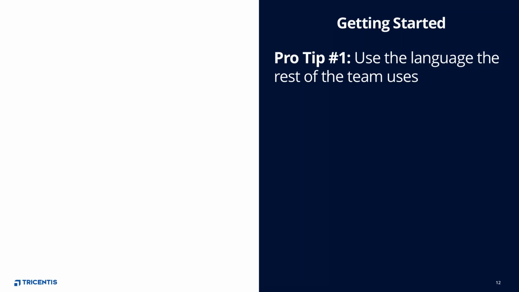So here are my 4 pro tips. So use the language that the rest of the team uses would be number 1. It's often that you have amazing test engineers who could also be developers on the engineering side, but they choose to be in testing. That's great. It's not always the case. And the more people who can understand the framework, the better.